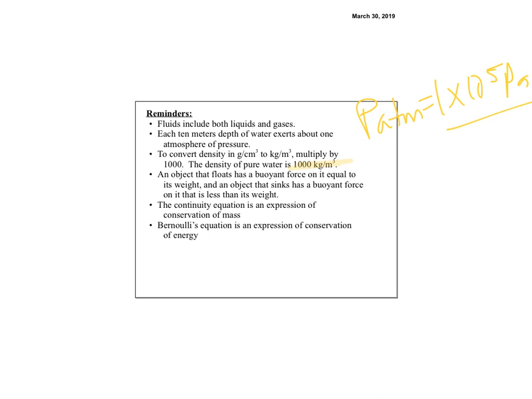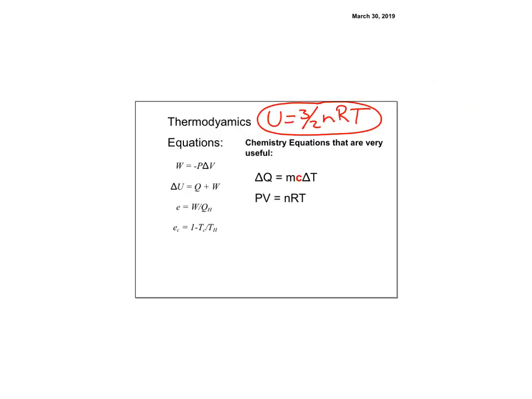An object that floats has a buoyant force on it equal to its weight, right? So the key here is that it floats. If it floats, it's equal to its weight, but if it doesn't float, it doesn't. If it sinks, then it's less than its weight. Continuity equation is conservation of mass, because you have the same amount of stuff that has to go through per second, and Bernoulli is energy, right? So it's just concepts to think about as you do the AP test.